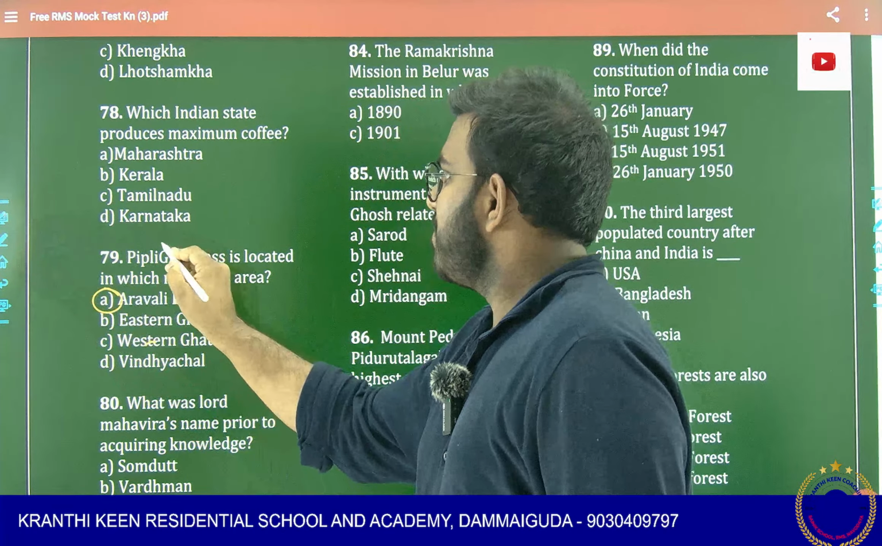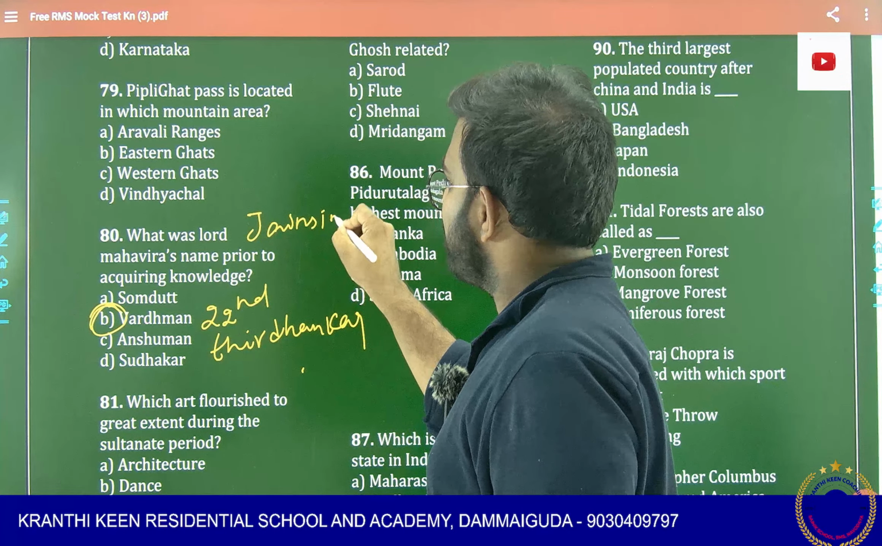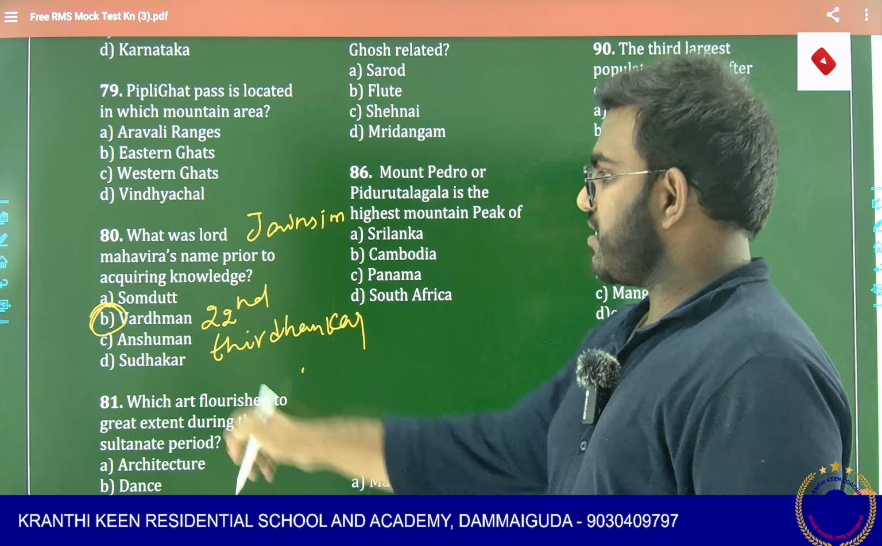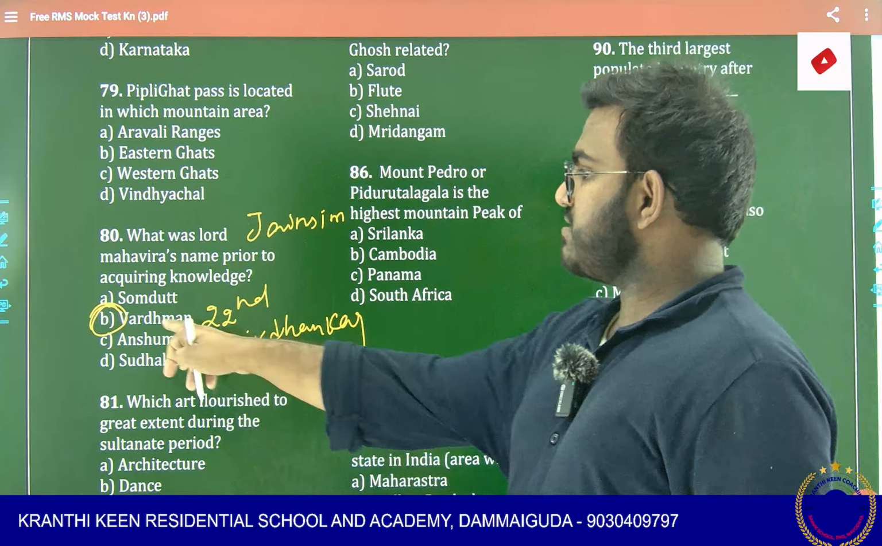Next, what was Lord Mahavira's name prior to acquiring knowledge? He is familiarly known as Vardhamana Mahavira. He is the 24th Tirthankara of the Jains. Jainism is one of the religions in India. He is known as Vardhamana Mahavira.